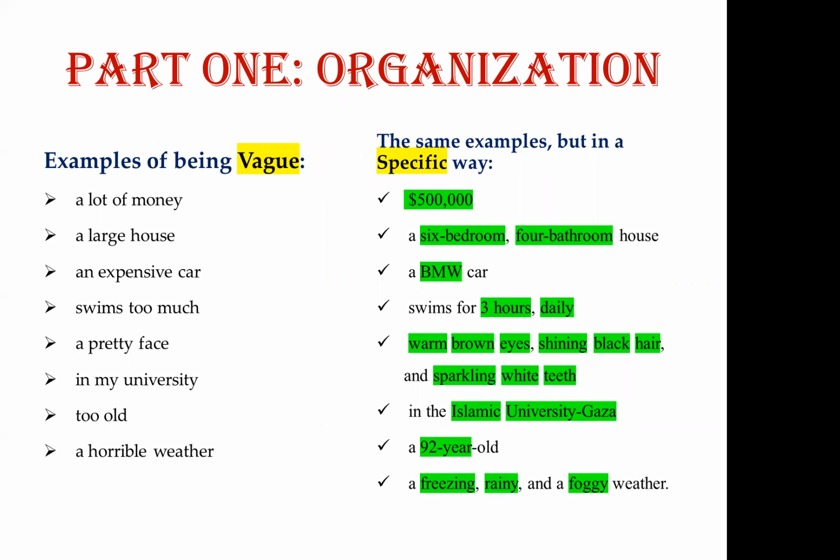Swims too much. When I say swims too much, this is general. What do you mean by saying that this person swims too much? I mean that he swims for 3 hours daily. He swims for 3 hours each day. Right now I understand that this is too much swimming. A pretty face. Describe the face. Don't leave it like this. When I say a pretty face, I mean that he has warm brown eyes, shining black hair, and sparkling white teeth.